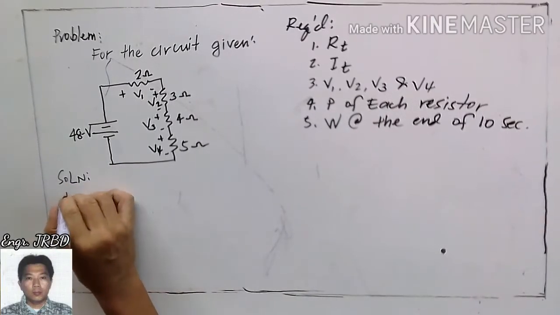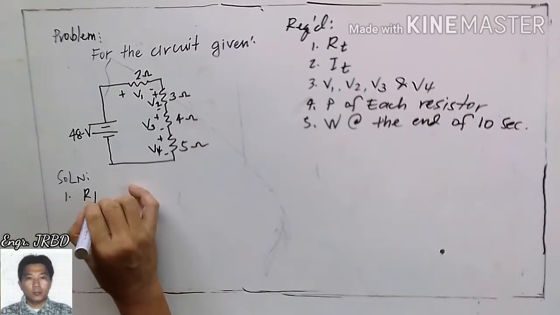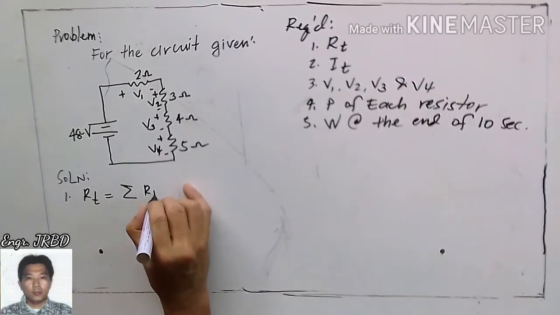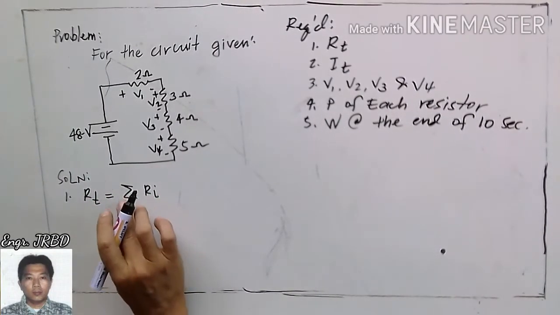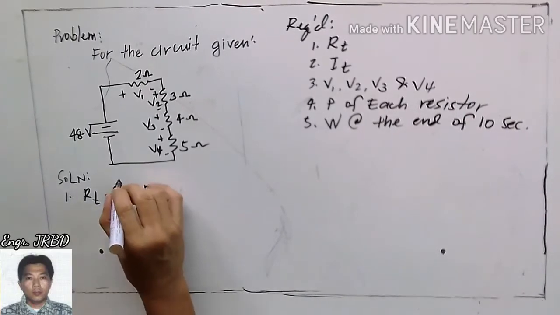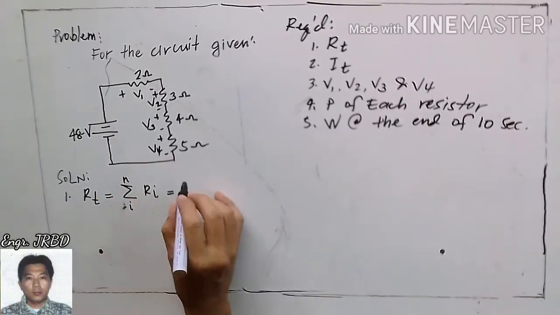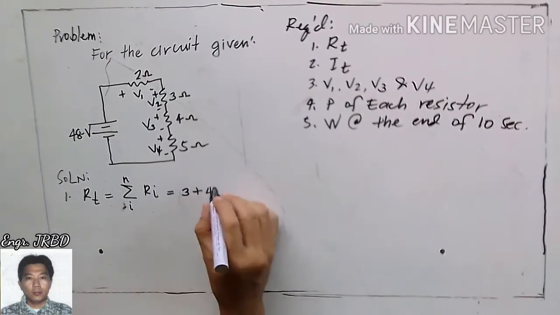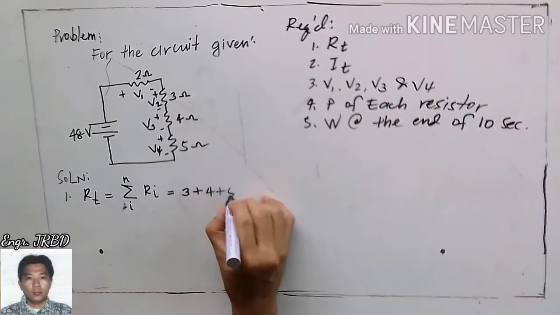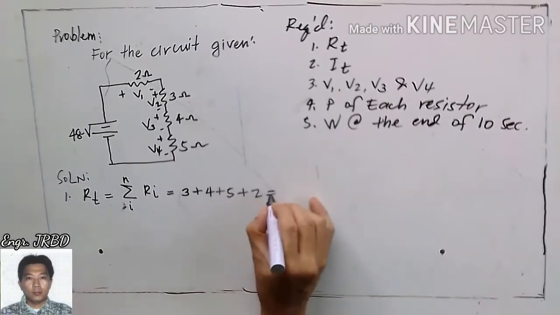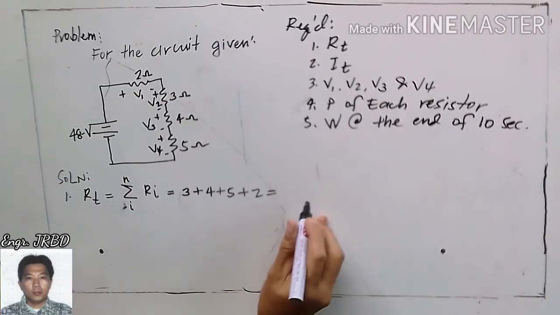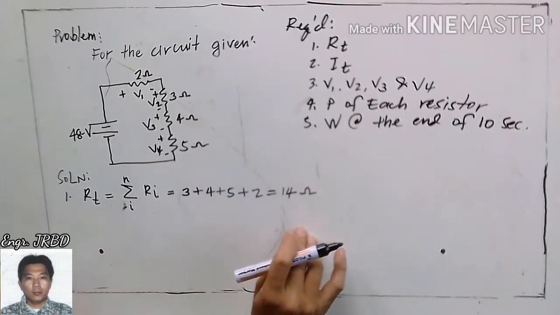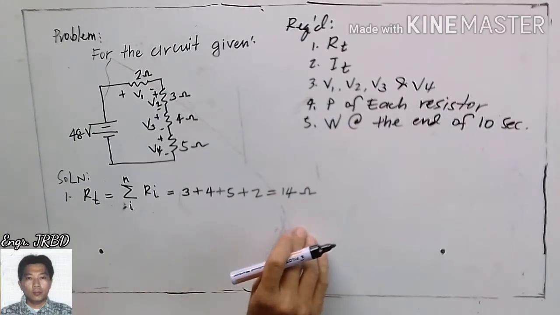Number 1, the formula for the total resistance, since this is connected in series, is the summation of Ri, wherein your i is equal to 1 up to n. So all you have to do is to obtain the sum of the resistances, 3 plus 4 plus 5 plus 2, and that is 14. Okay.